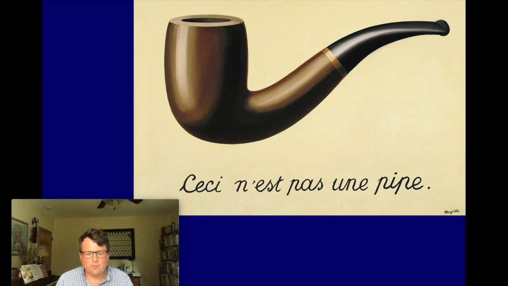So here's an image of a pipe. But then it says in French underneath it, Magritte's language, "Ceci n'est pas une pipe." This is not a pipe. So the joke, of course, is that, yes, it's a pipe. Oh, no, it's a picture of a pipe, right?